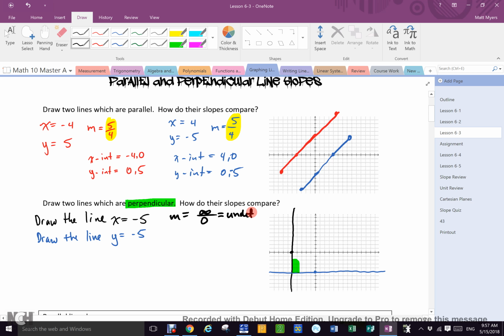Everyone cool? Yeah. All right. Now, what about the blue line? What's its rise? Zero. What's its run? Infinite. What do you notice happened to the values of each slope? They swap. Do we have a word for that when we switch a fraction? Starts with an R. Right.